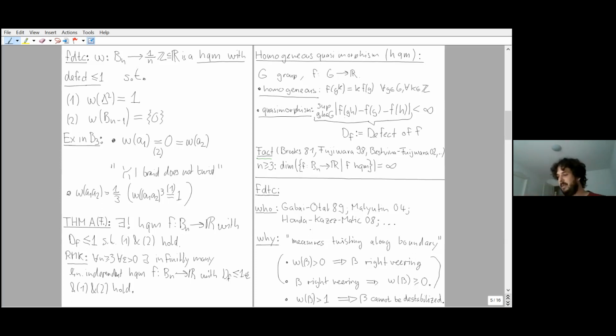There are many. The fractional Dehn twist coefficient is the simplest of the homogeneous quasimorphisms. It has the smallest defect. That's what I'm saying here. And I'm not explaining this. This follows from some geometric group theory. This follows from the same technology that gives you the fact that I had on the right.